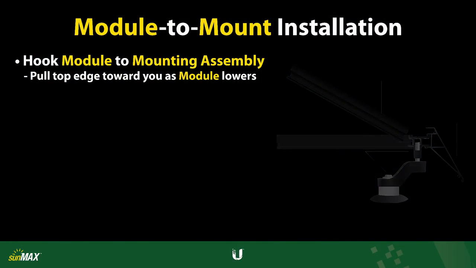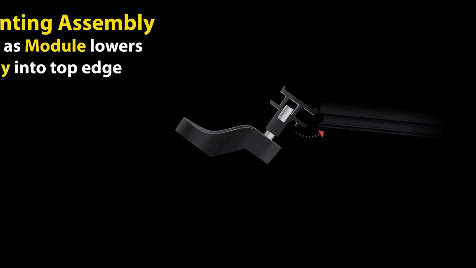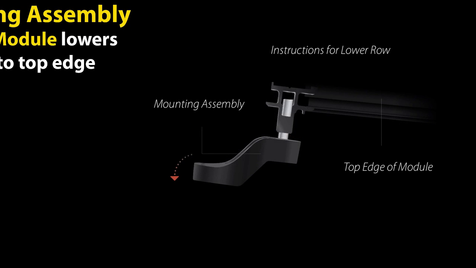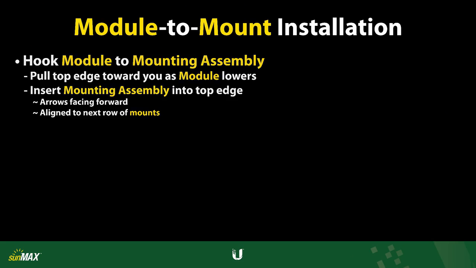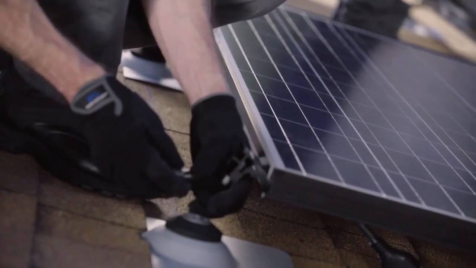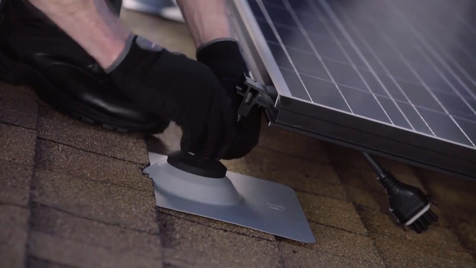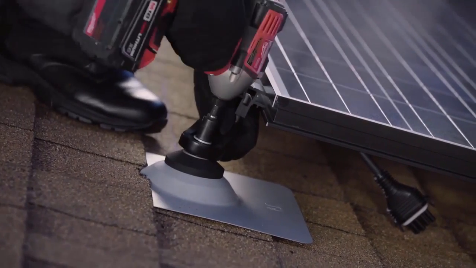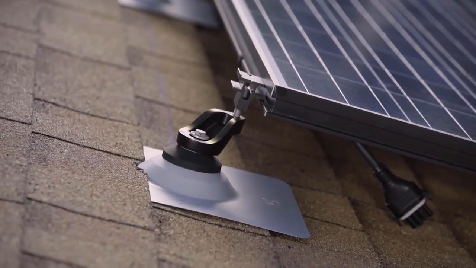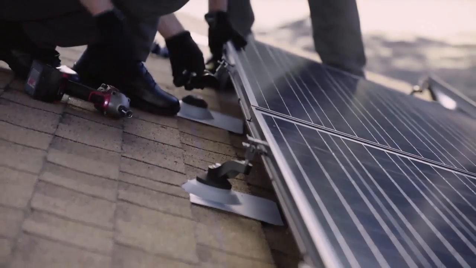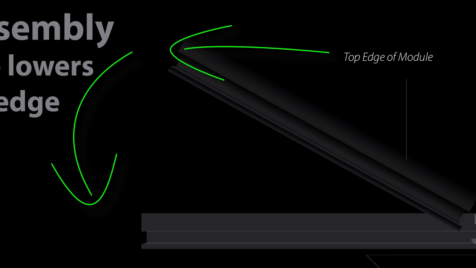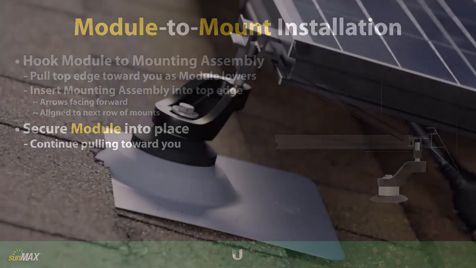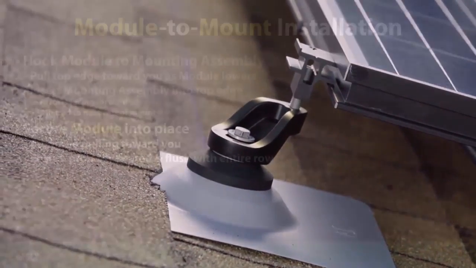Holding the AC module in position, insert the mounting assembly hardware into the top edge of the panel, with the arrows facing forward, and line it up over the roof mounts in the next row. If the AC module is supported by more than one mounting assembly or connector mount, ensure that each component is inserted into the top edge of the AC module before securing it to the roof mounts. While lowering the AC module into place, continue to pull its top edge slightly toward you to ensure that it remains hooked onto the swivel mounts in the previous row. Secure the AC module to the roof mounts using the mounting hardware.